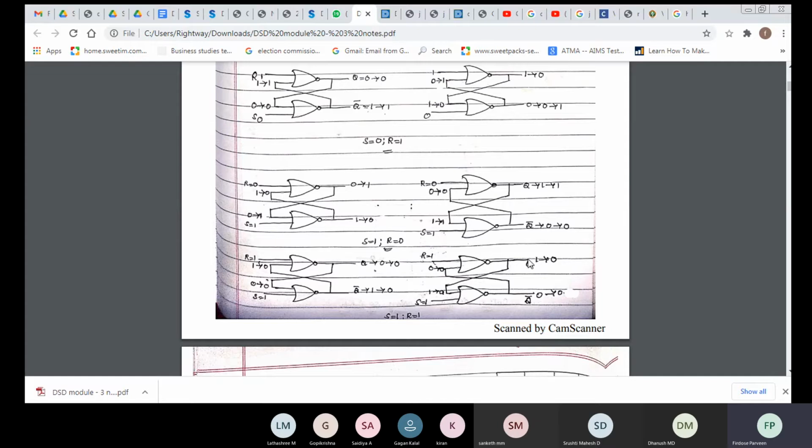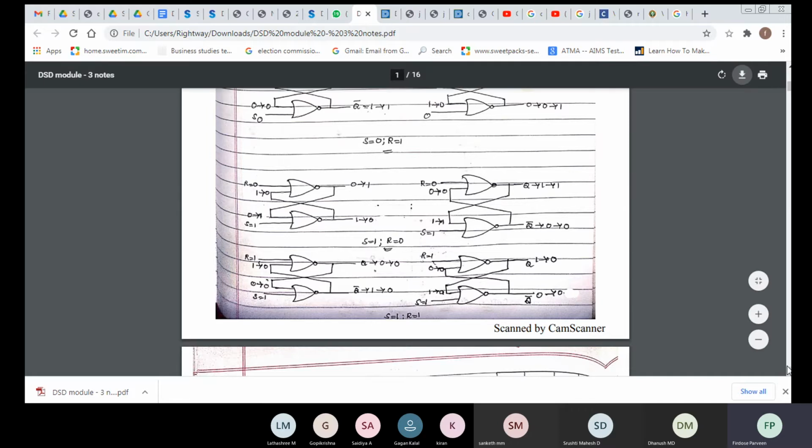See one thing, this is Q and this is Q bar. If this is 1, this should be 0. If this is 0, this will be 1. But what output are you getting here? This is 0 and this is 0. That is called undefined, or forbidden. So you will be getting 0 0 itself. So it is called the forbidden state.